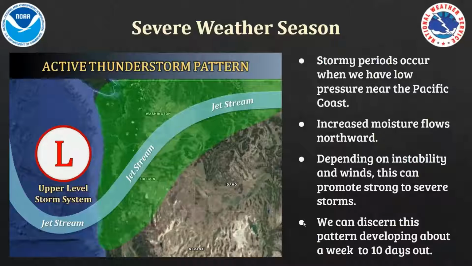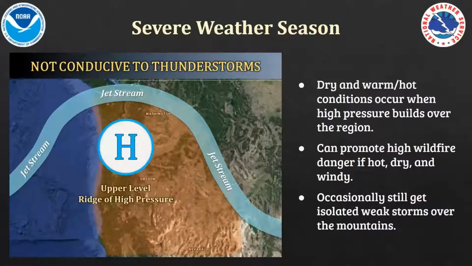When we're in what we call an upper level trough, when the jet stream dips to our south or over us, we're in an active severe weather pattern. Stormy periods occur when we have low pressure near the Pacific coast and increased moisture flows northward, and depending on instability and winds, this can promote strong to severe storms. Usually we can see this pattern developing, again, 7 to 10 days out. Next slide, please. Well, we have a big area of high pressure over us and the jet stream well to our north.